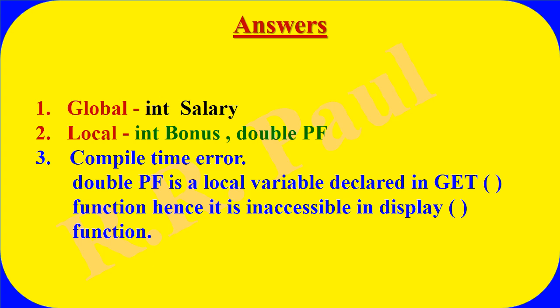I hope that you have solved the assignment yourself and then only played the video. So here is the answer. We have only one global variable, integer type salary, and two local variables, integer type bonus and double type PF, that is Provident Fund. And since we are trying to use a local variable in another block, that is, it is declared in one block, but we are trying to use it in another block, that will not be available in another block. So compile time error will be reported.